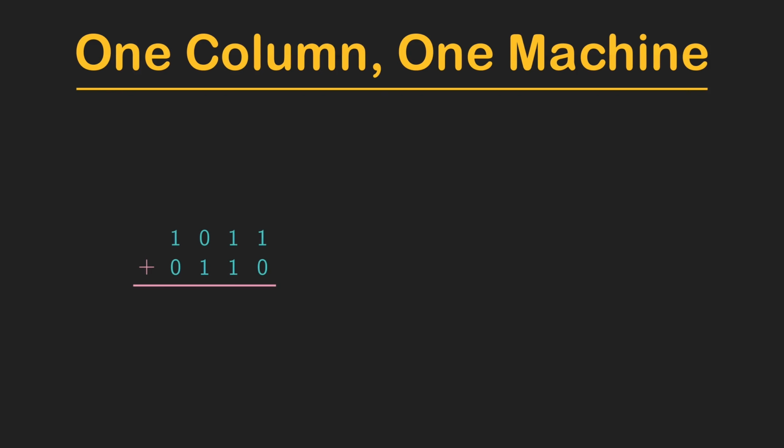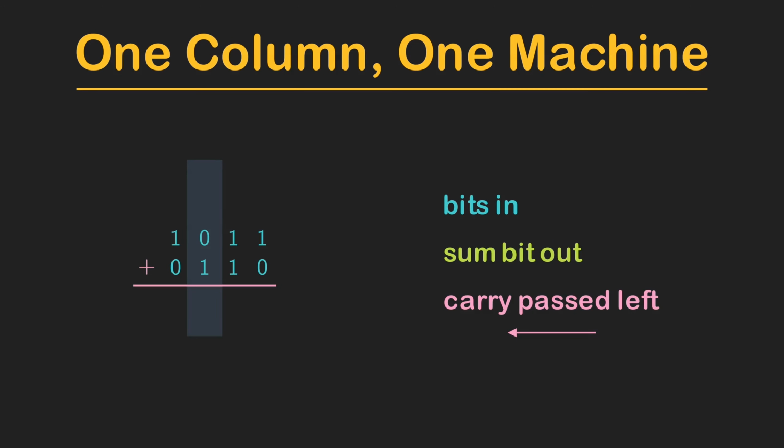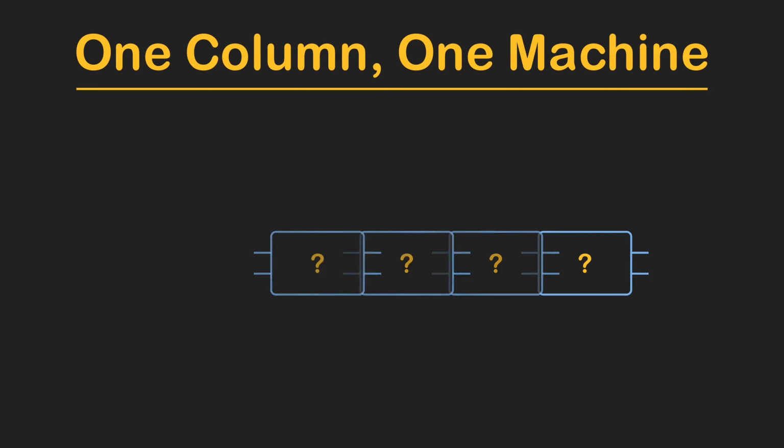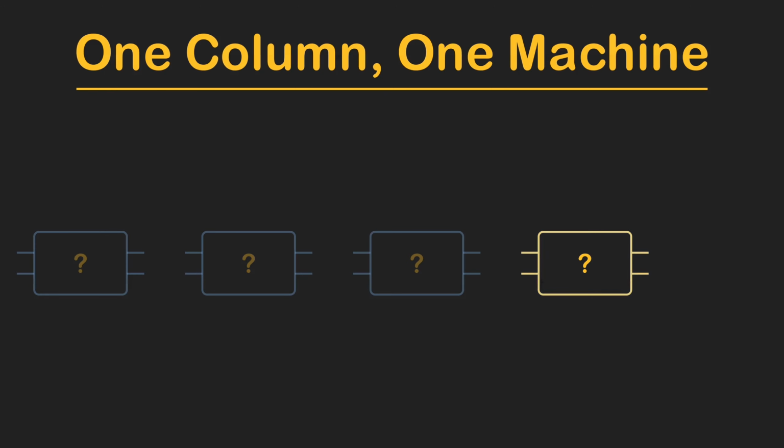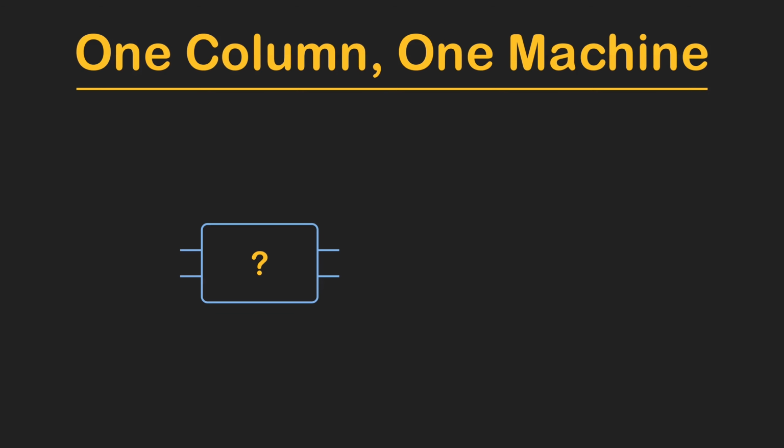Now that we can add on paper, here comes the engineering move of the whole lesson. Think about what we just did. Every column performed the same tiny job. Bits in, sum bit out, carry past left. So we don't build a machine for whole numbers. We build one machine for one column and then copy it. Where do we start? With the easiest column, the rightmost one.